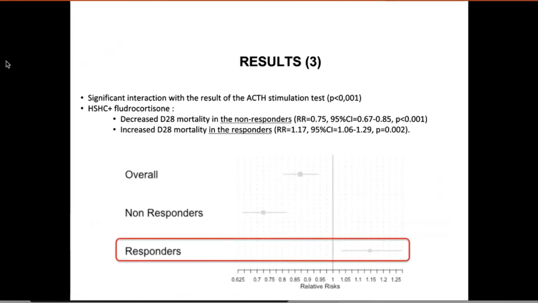because in the responders to the test group, the treatment effect was actually in favor of the placebo, not the treatment. While if you look at the non-responders right above, you can see that for the non-responders to the test, the treatment effect was actually favoring the treatment and not the placebo. So it was also a nice way to show that there is heterogeneity that can be captured with some biomarkers and some biological tests. Next slide.